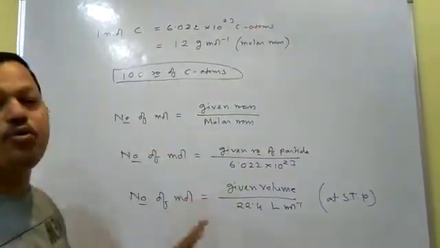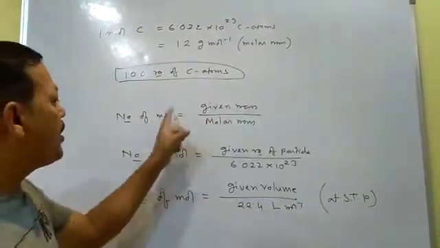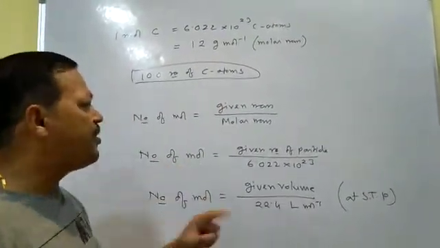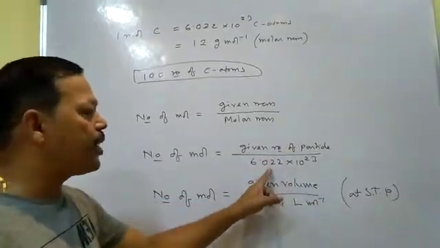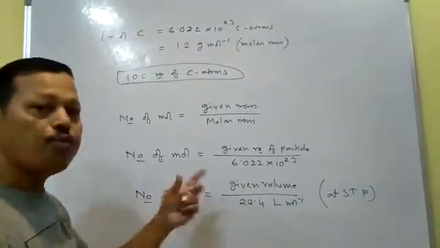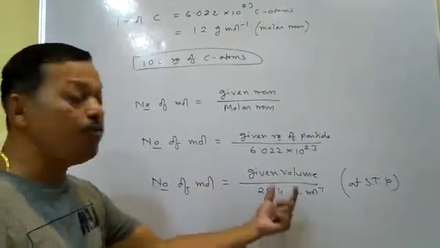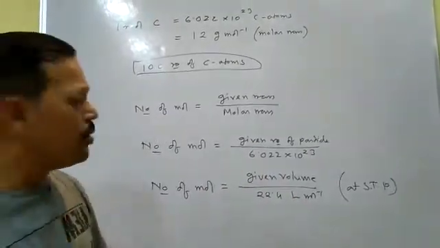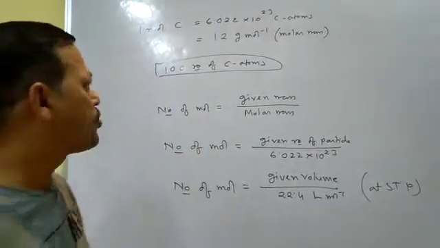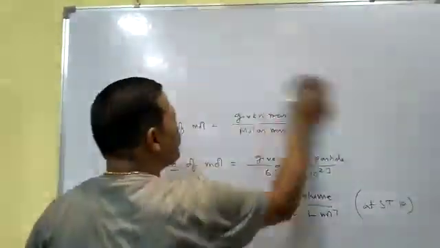So there are three formulas I have given to determine number of mole. When mass is given, number of mole is equal to given mass by molar mass. When number of particles is given, you apply given number of particles divided by Avogadro's number, 6.022 into 10 to the power 23. And when volume is given for a gas at STP, number of mole is equal to given volume by 22.4 liter per mole. By applying these three formulas, you can find out the number of moles.